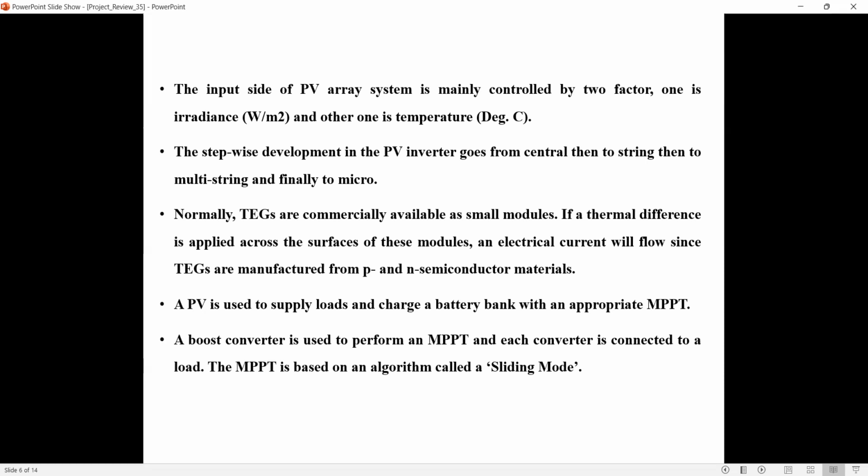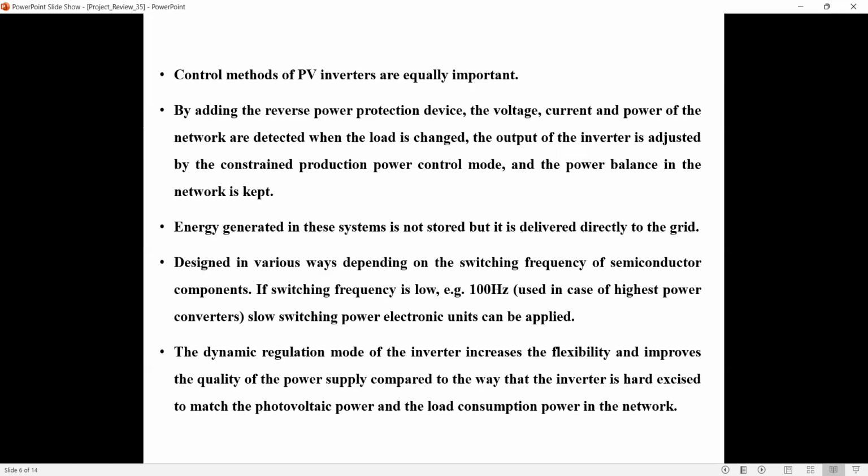A PV is used to supply the load and charge a battery bank with the appropriate MPPT. A boost converter is used to perform an MPPT and each converter is connected to the load. The MPPT is basically an algorithm called sliding mode. Coming up to the next, control methods of the PV inverter are equally important. By adding the reverse power protection device, the voltage, current and power of the network are detected when the load is changed. The output of the inverter is adjusted by the constraint production power control mode and the power balance in the network is kept.